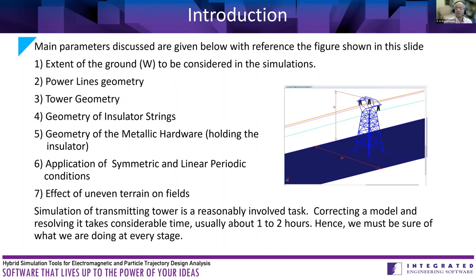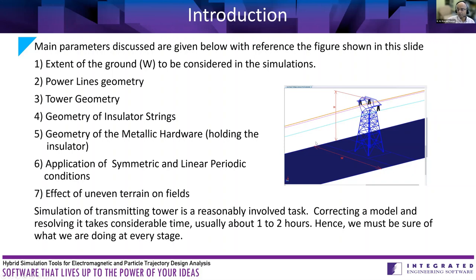So here on the picture, you see a typical transmitting power line with three-phase transmission and ground, the blue color at the bottom. The main parameter you have to consider in this simulation is the extent of the ground to be considered. What should be the width of the ground we should put?